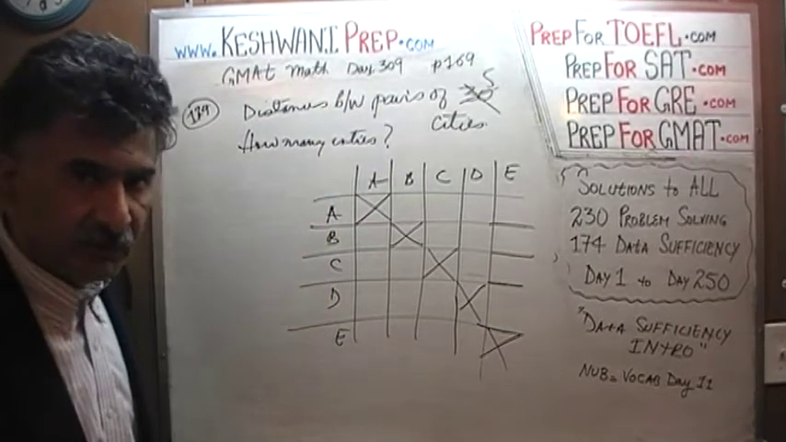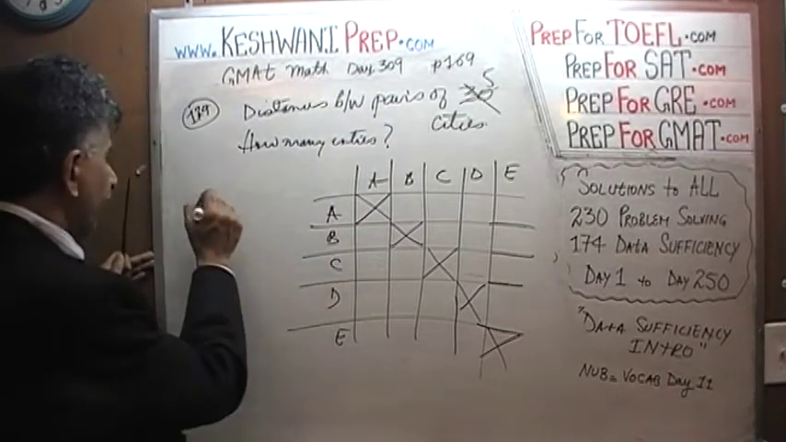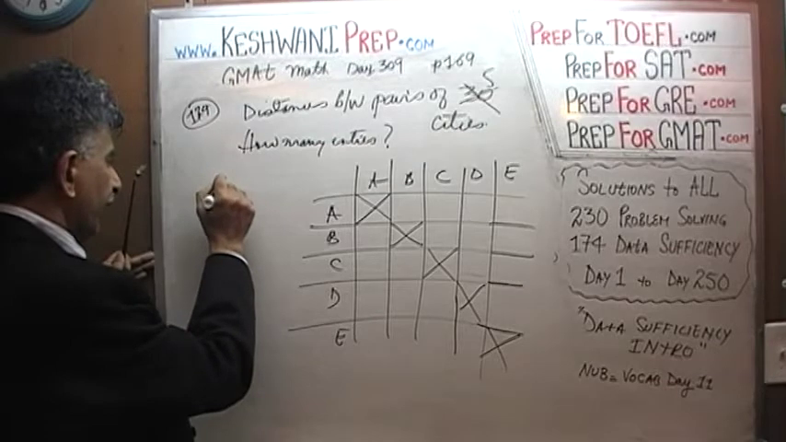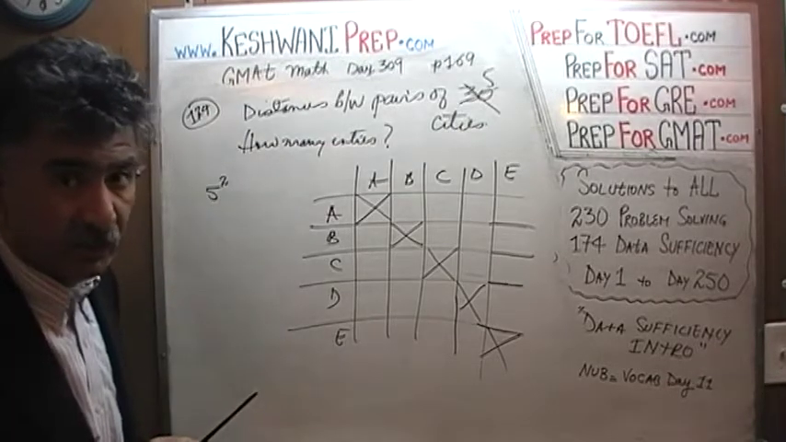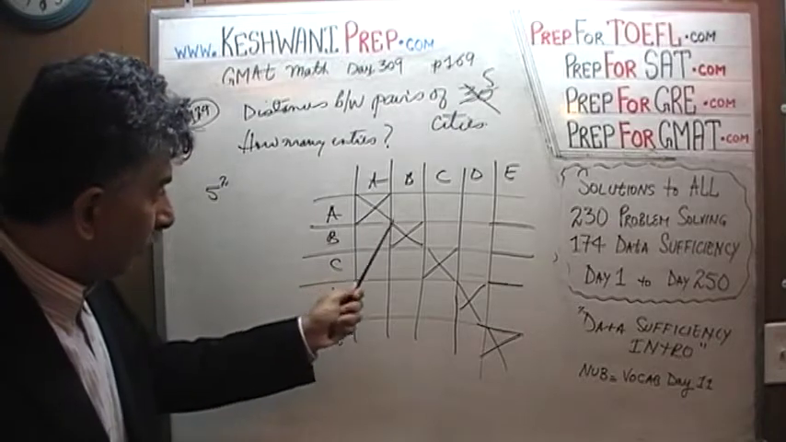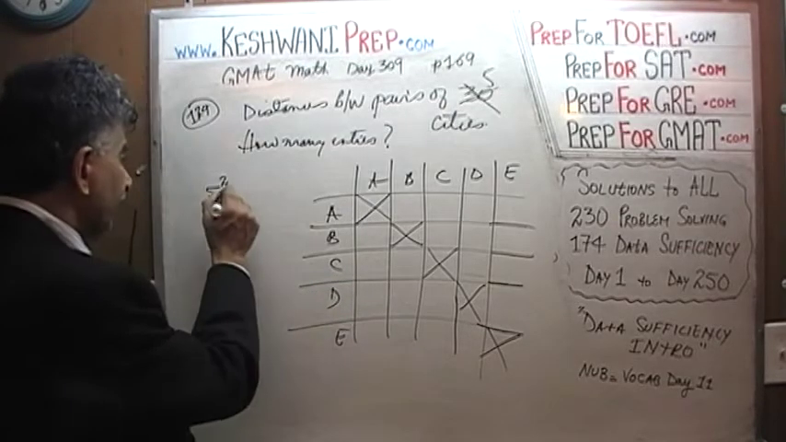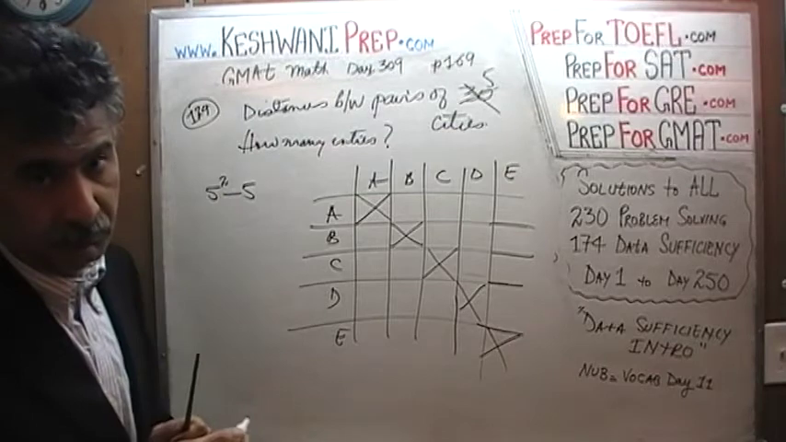So the very first thing we understand here is that there were five cities. So the total number of entries that we have is not 5 squared. It's 5 squared minus 1, 2, 3, 4, 5. It is minus 5, which is the diagonal.